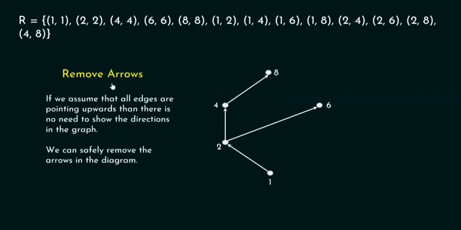Apart from this, my suggestion is to remove arrows as well, because if we assume that all edges are pointing upwards, then there is no need to show the directions in the graph, right? You can see that all the edges are pointing upwards. If you see this carefully in this graph, all edges are pointing upwards, right? So we can safely remove these arrows because it is our assumption that all edges are pointing upwards. There is no edge which is pointing downwards. So it is clear that we can remove these arrows as well, right? So let's just remove them. So this is the simplest possible version of the graph.